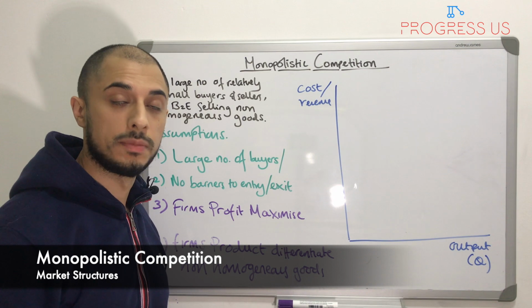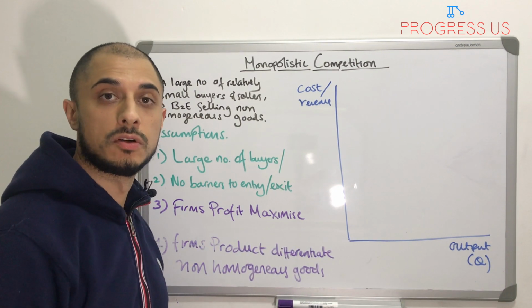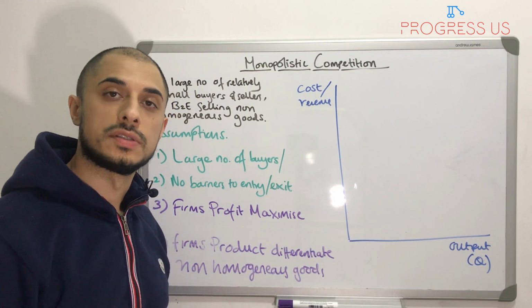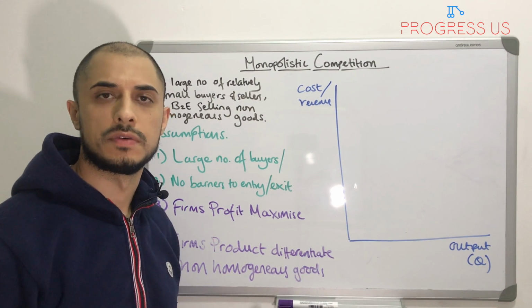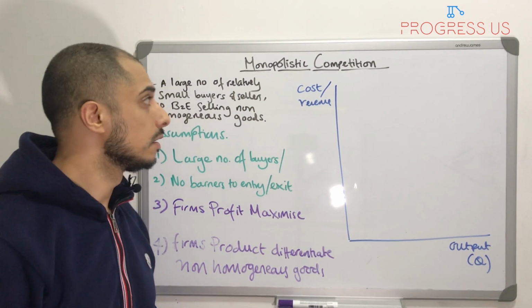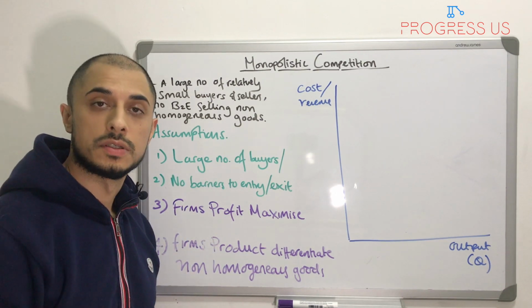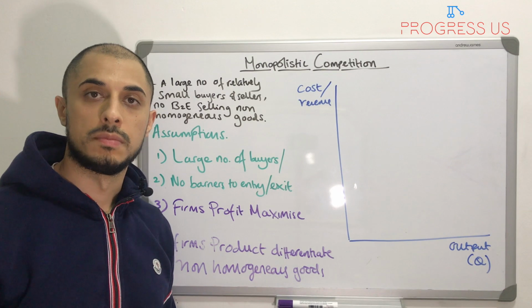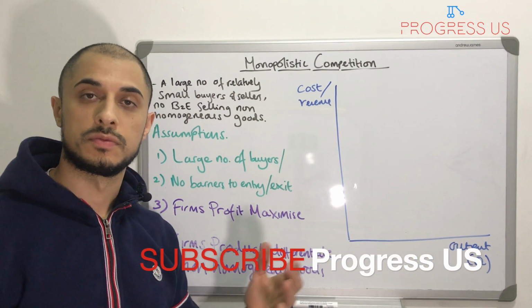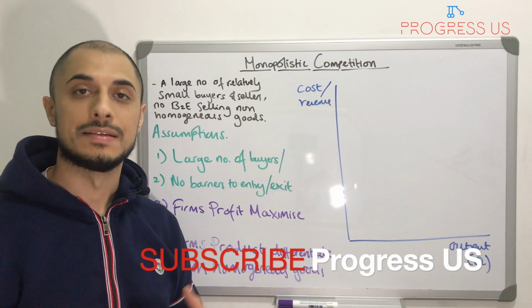In today's video we're going to be looking at the market structure of monopolistic competition and how to essentially evaluate the market structure and compare it to monopoly and perfect competition. The starting point really is to understand the assumption. Now, monopolistic competition is essentially a hybrid market structure, a cross between both perfect competition and a monopoly.